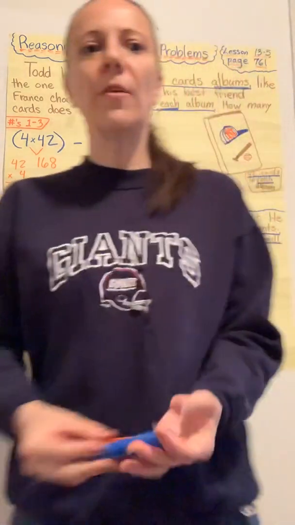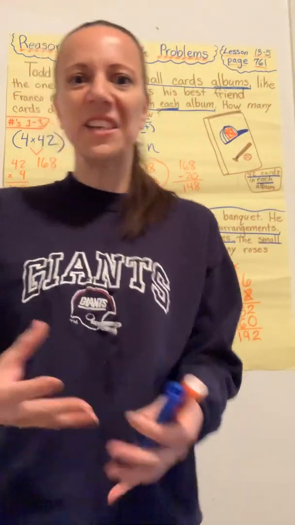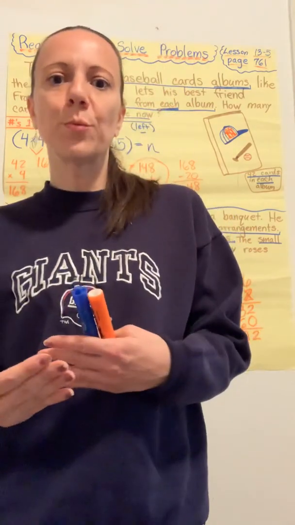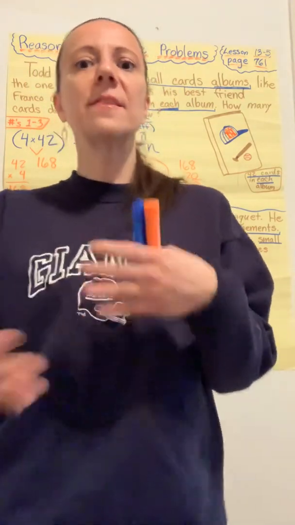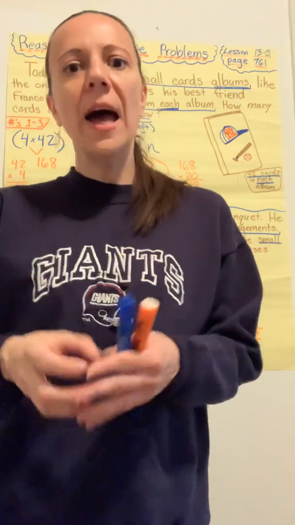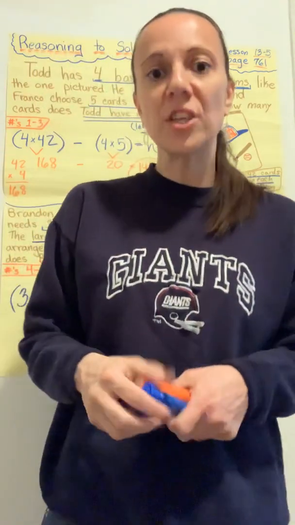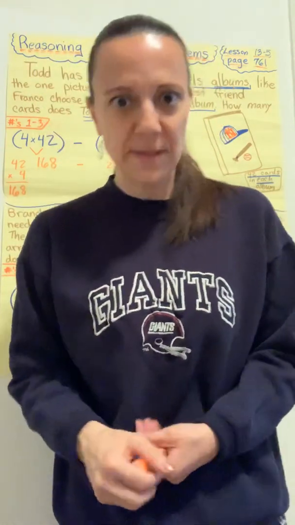So that's an example of how you can break down a problem, annotate it, reason your way through what operations make sense, how do I put the numbers together, and then solve it with the different operations and make sure that your answer makes sense.